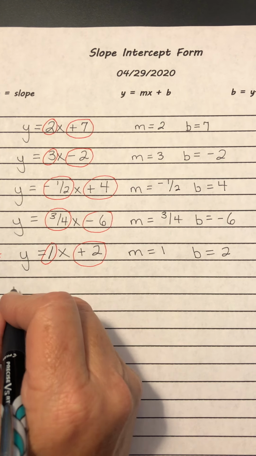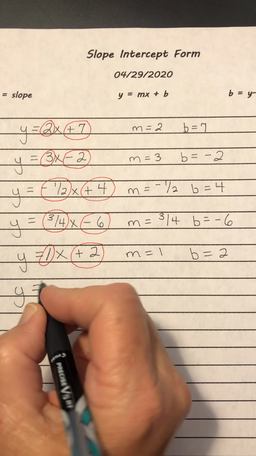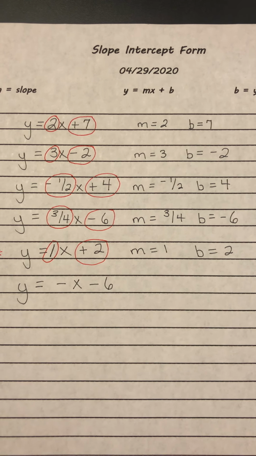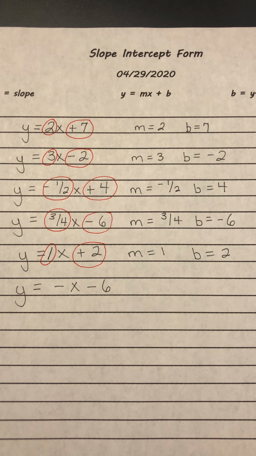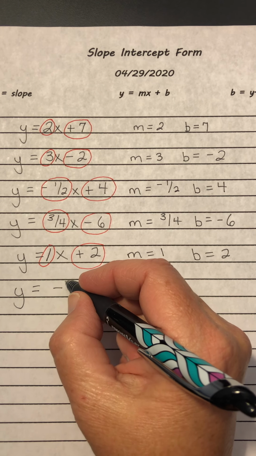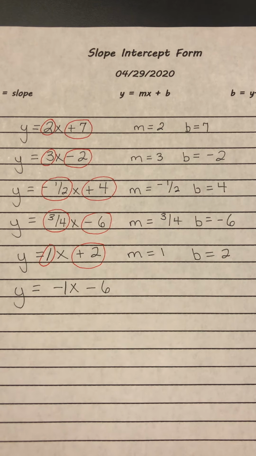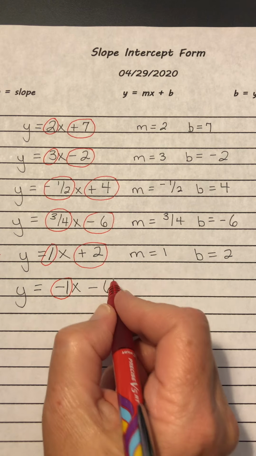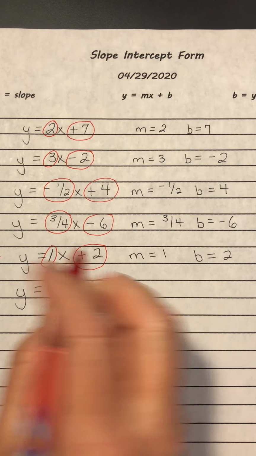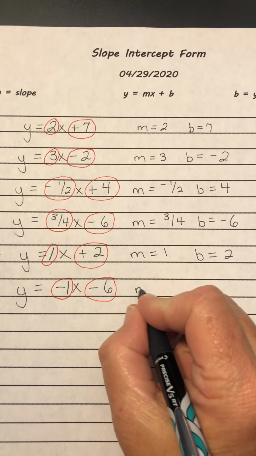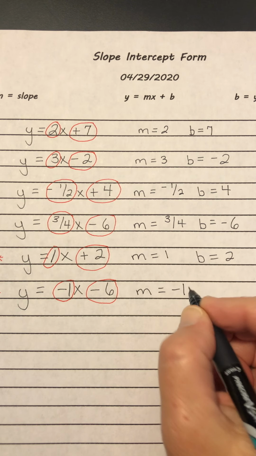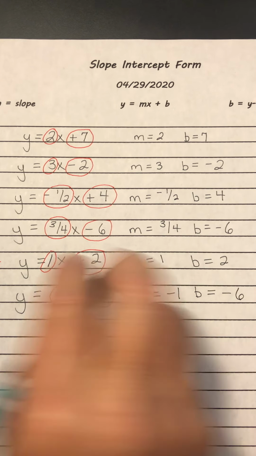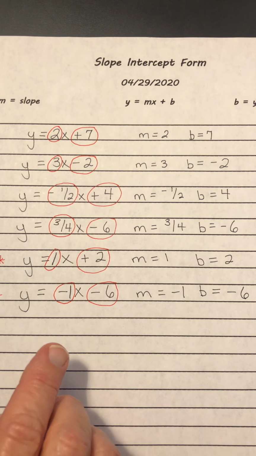Now the last type that might trick you would be y equals negative x, let's say minus 6. So in this one, there's nothing in front of the x. There's a negative sign, so that's going to make it a negative 1. So negative 1 is the slope, and the y-intercept is negative 6. So slope is negative 1. Y-intercept is negative 6.